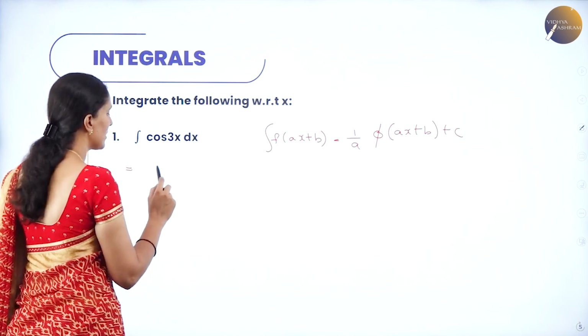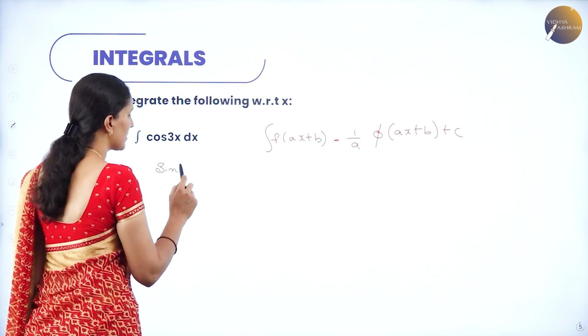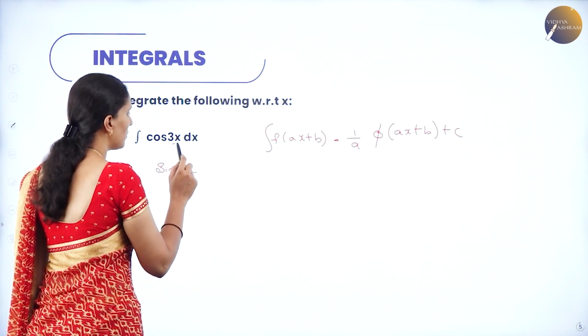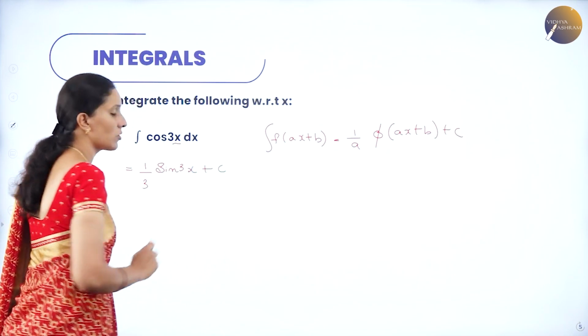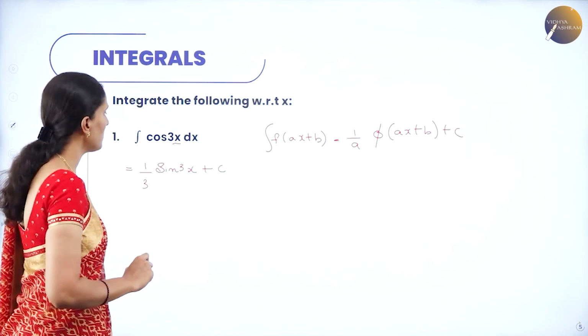Integral of cos 3x is nothing but sin 3x. But since you have 3x here, you have to take it as 1 by 3 plus c. So these are all very simple 1 mark problems.